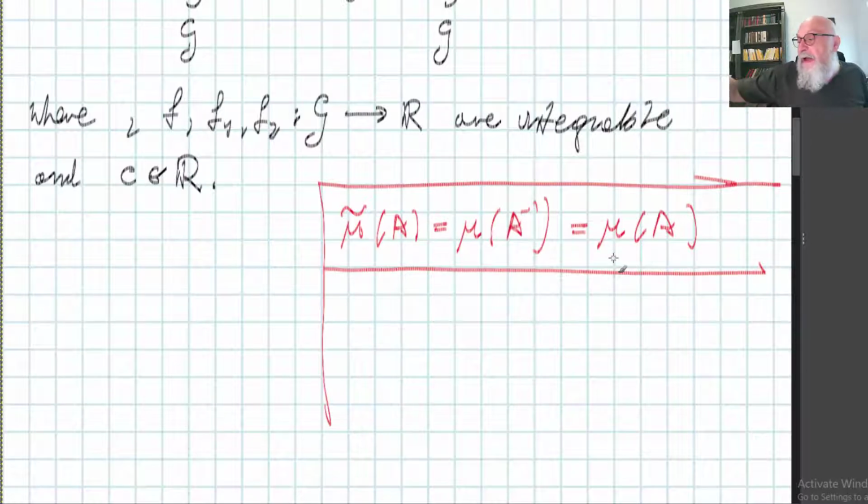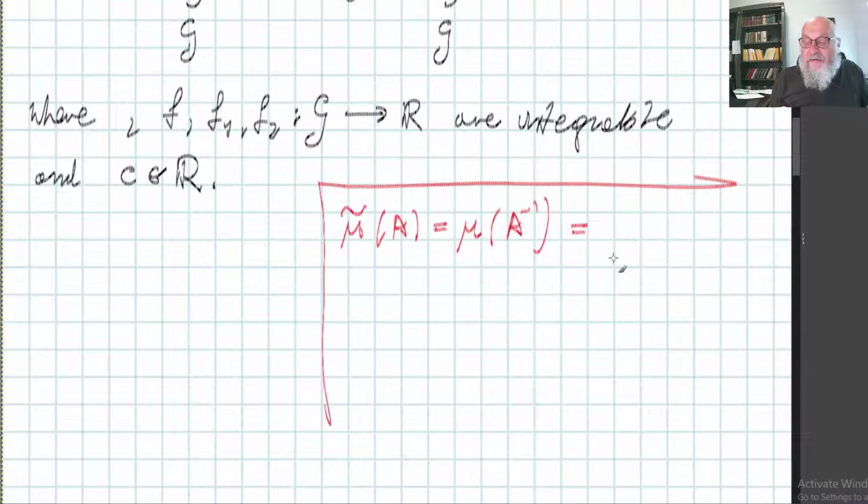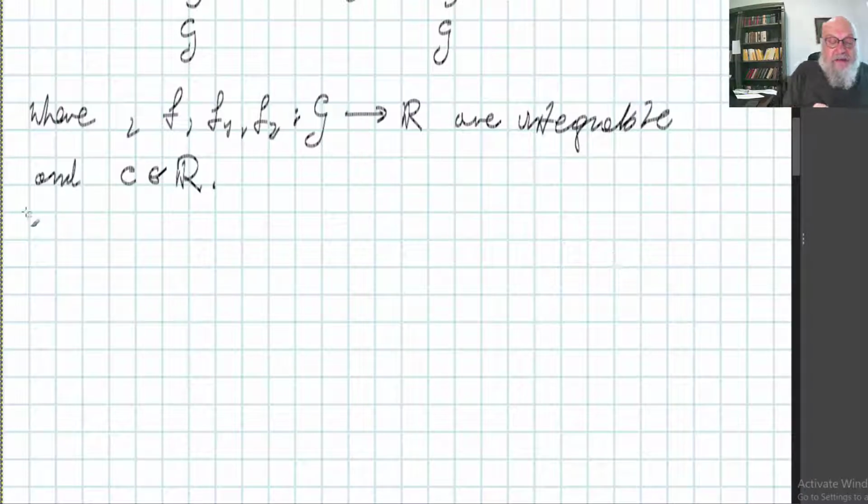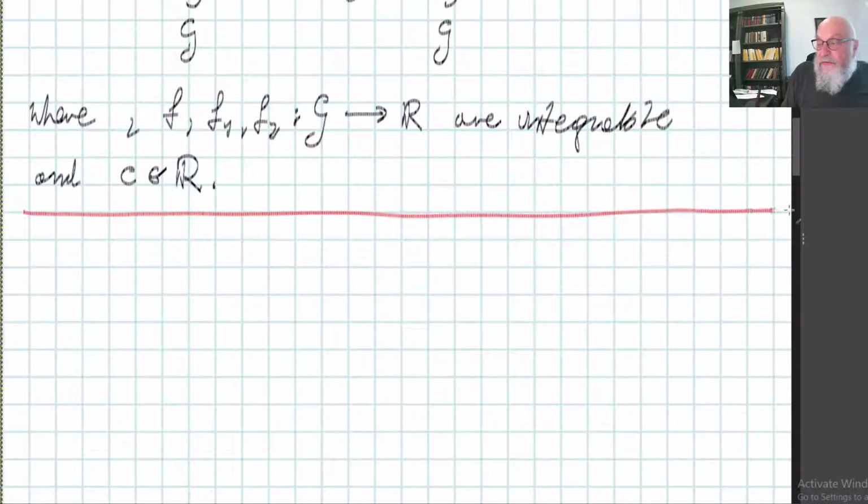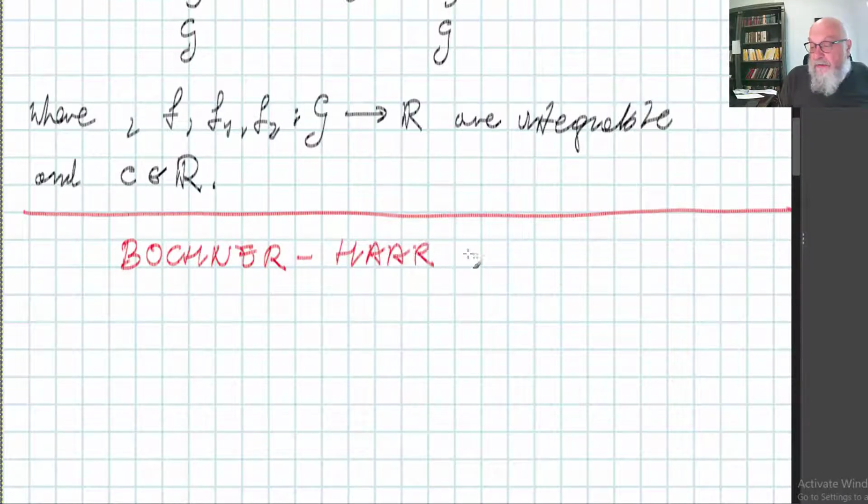Now let me erase this, it is not needed, and let me introduce the next topic. We will be interested in the generalization of this integral to the case of Banach spaces. In such a case, such an integral is called the Bochner integral. And since here we are dealing with a particular measure, the Haar measure, we will call it the Bochner-Haar integral.